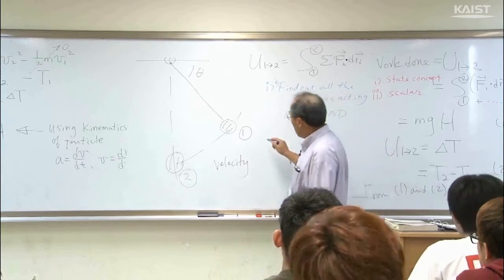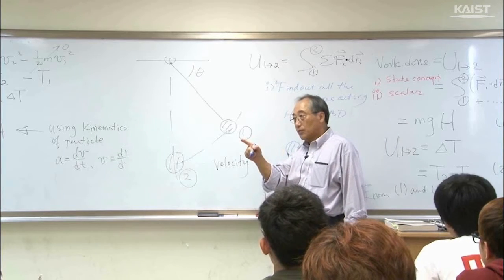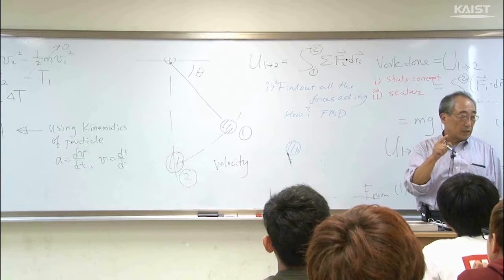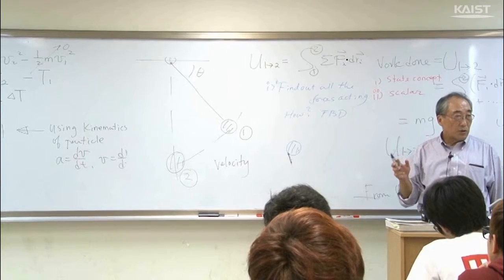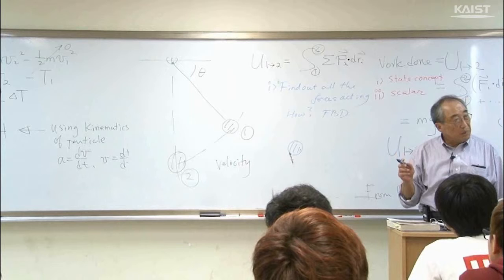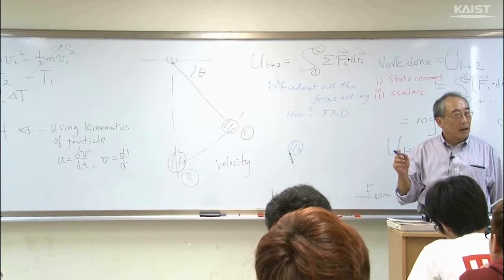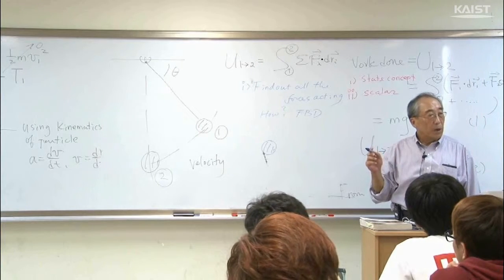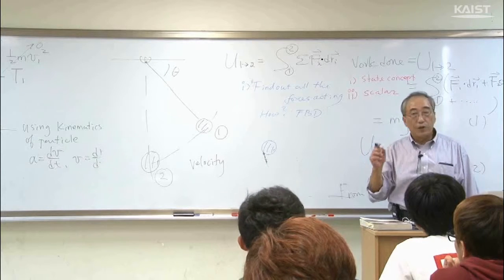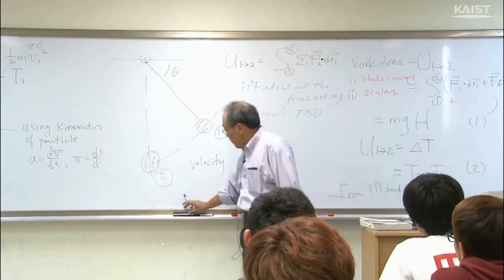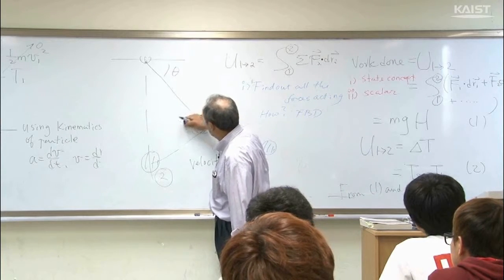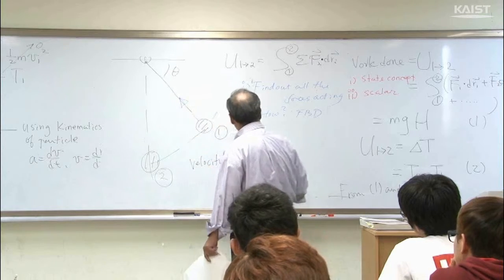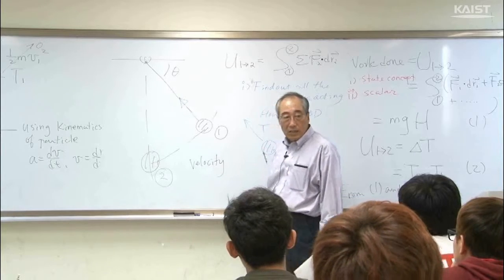So let's draw the free body diagram of this particle. How to draw the free body diagram? Anybody remember? What does it mean by free? Free from what? Free from connection or free from any constraint. So I free this body of interest from the connection of the pendulum. So now there is a force acting in this direction, and I denote that as tension.